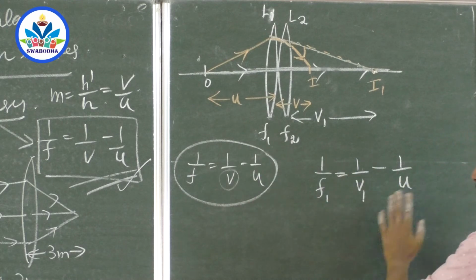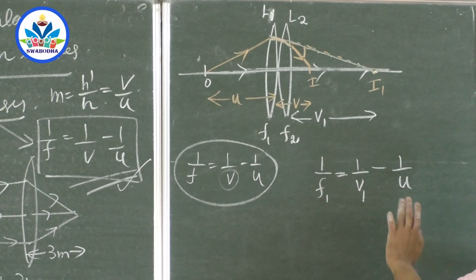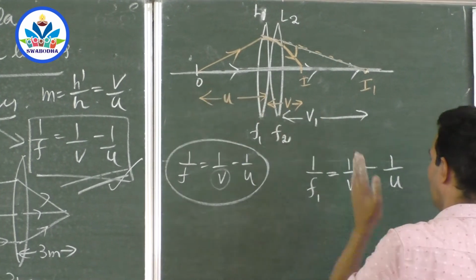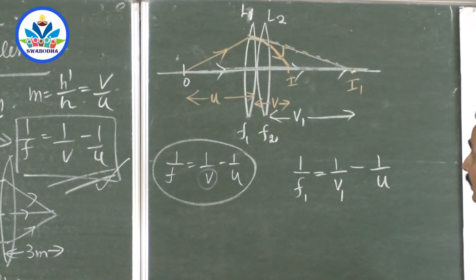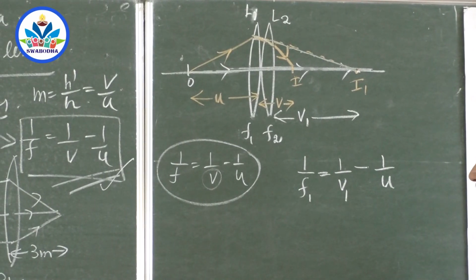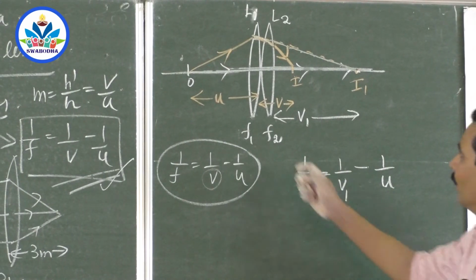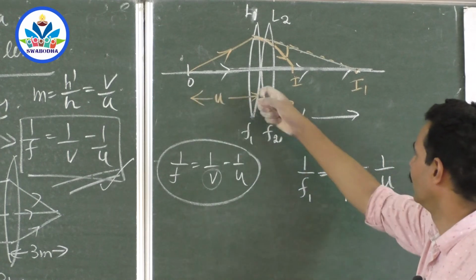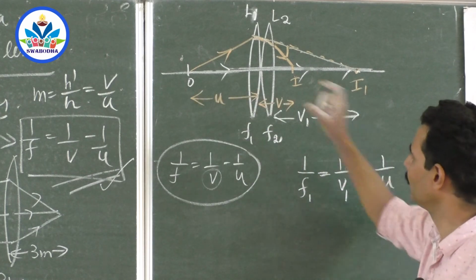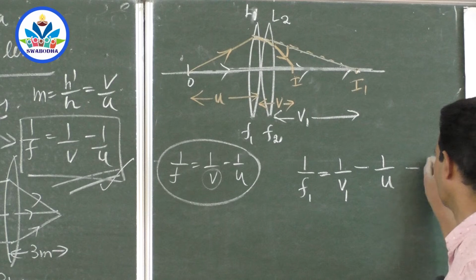I will simply write the formula as it is. I don't worry about sign conventions, because u is here and I will write u. Once you use it, then finally you will apply sign conventions for problems. So this is u for the first lens and v1 for the second lens. I am simply putting the values, that's all. This is the first equation.